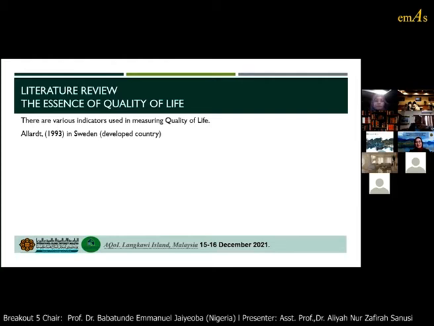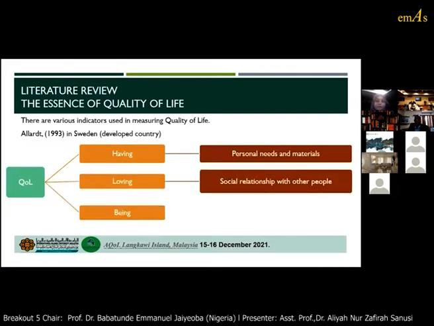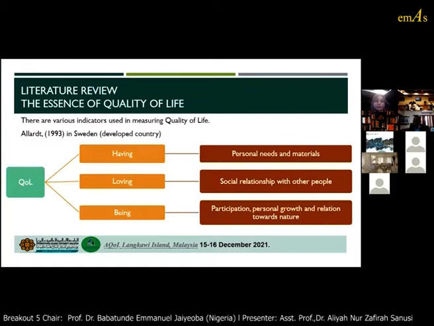There are various indicators used in measuring quality of life around the globe. In 1993, in Sweden, which is an example of a developed country, there are 3 indicators of measuring quality of life: having, which relates to personal needs and materials. The second one is loving, which relates to social relationships with other people. And the third one is being, which is self-participation, personal growth and relation towards nature.